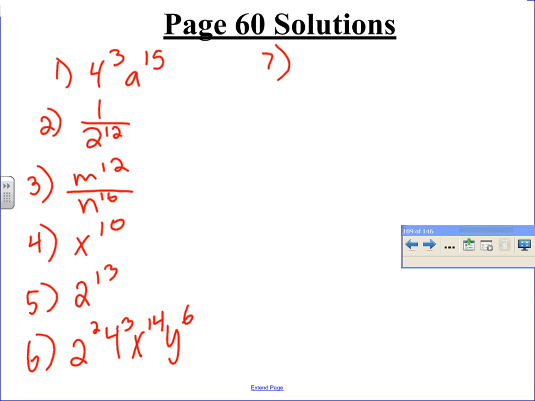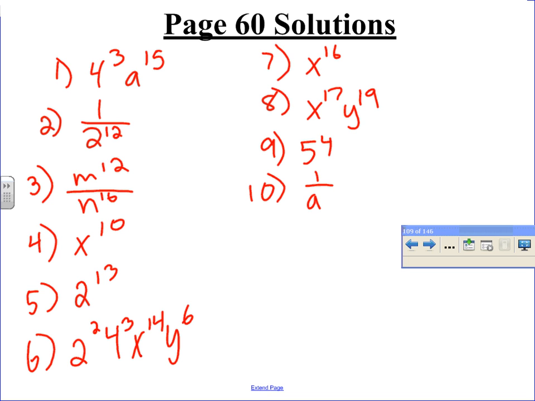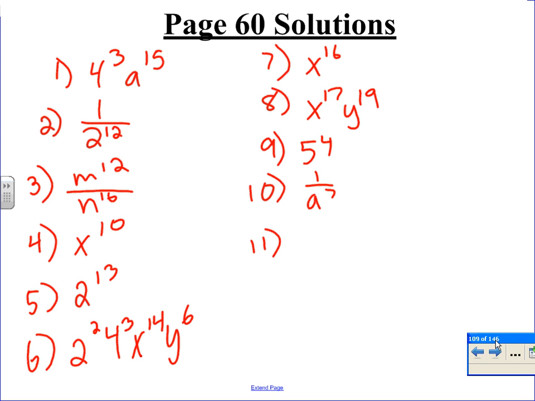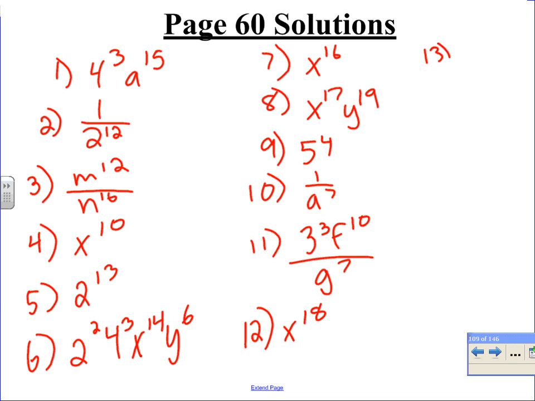8, x to the 17th, y to the 19th. 9, 5 to the 4th. 10, 1 over a to the 7th. 11, 3 to the 3rd, f to the 10th, over g to the 7th. 12, x to the 18th. 13, 1 over d to the 8th. 14, a to the 6th, b to the 12th. 15, x to the 8th, y to the 4th. Okay, now that my arm hurts from all that.